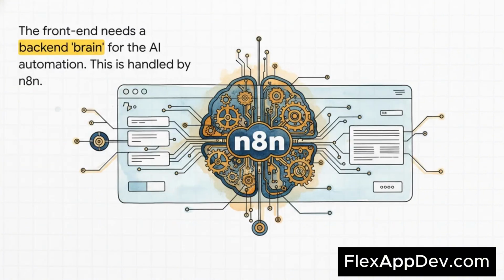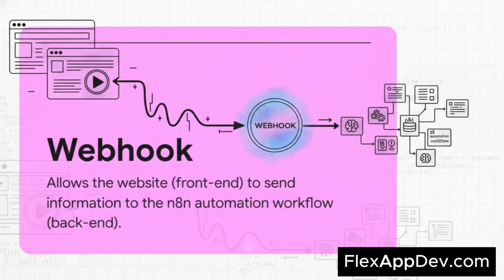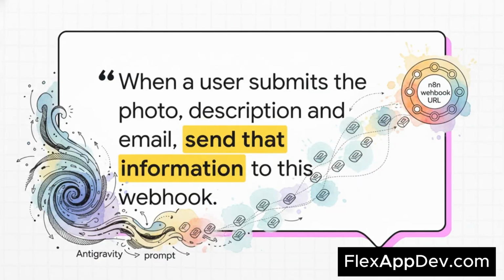Okay, a pretty website is great, but it needs a brain. That's where n8n and its automation come in. So how do we connect them? We use a webhook. Think of it as a digital doorway for data. So we just prompt Antigravity again. We tell it to send all that user info to our webhook.